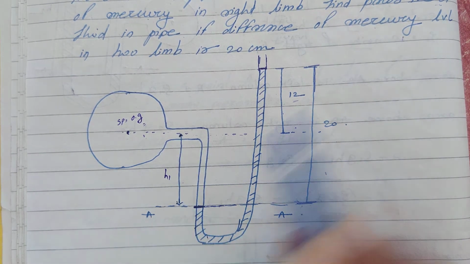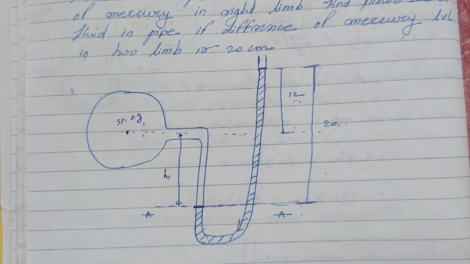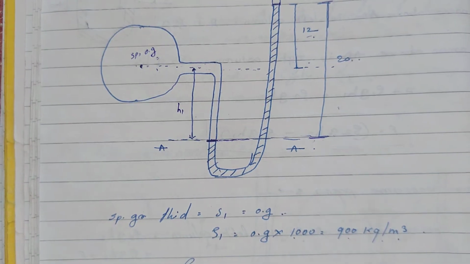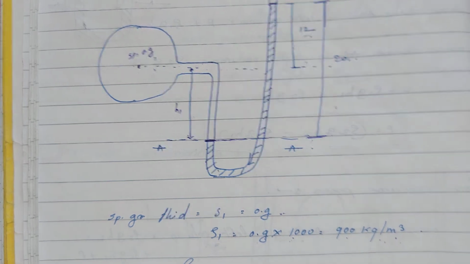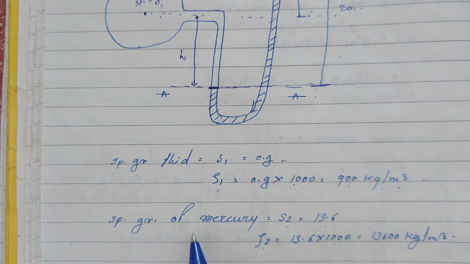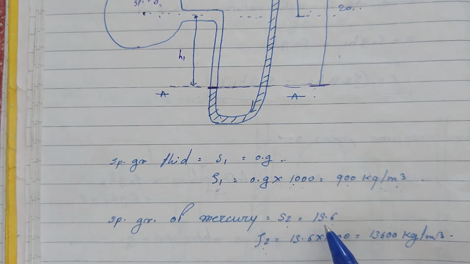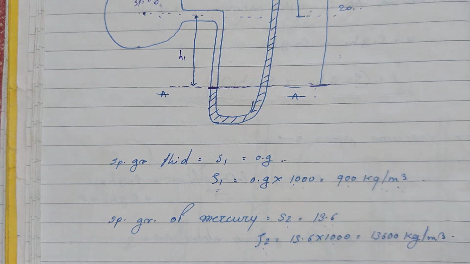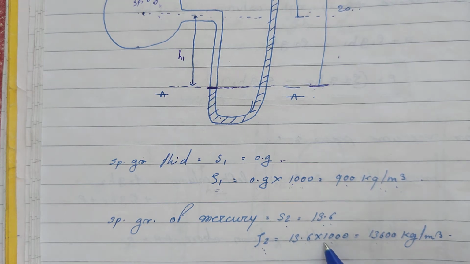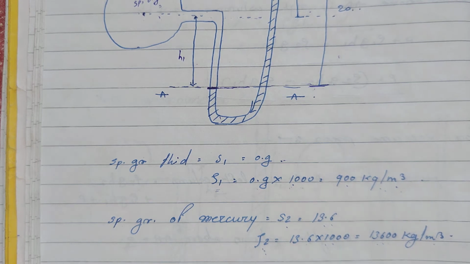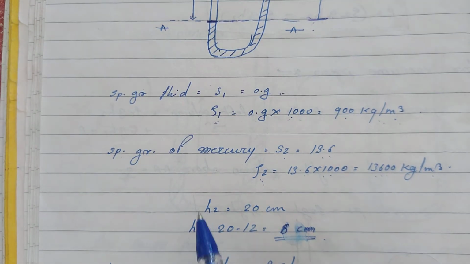We know the H1. H1 is 20 minus 12. Specific gravity is 0.9, so density of the lighter liquid is 0.9 into 1000, that is 900 kg per m3. Specific gravity of mercury is constant, that is 13.6, and so the density of mercury is 13.6 into 1000, that is 13,600 kg per m3.